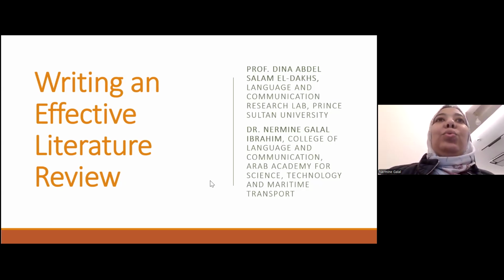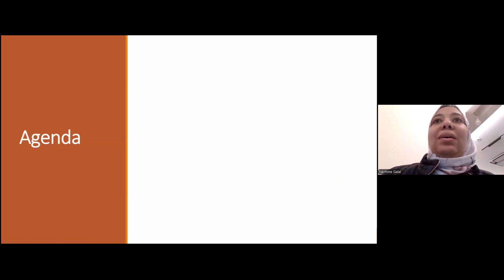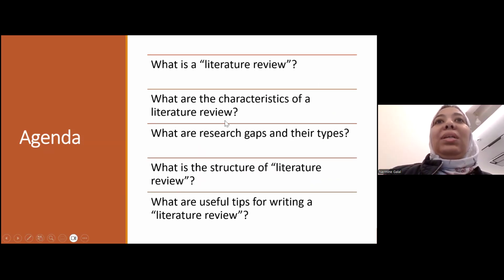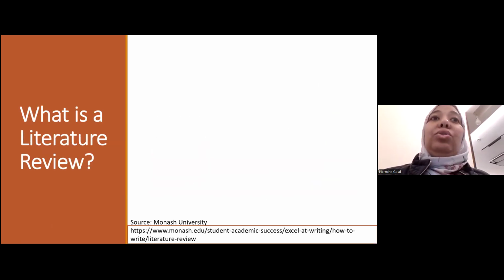Okay, so let's start. As we begin, I want you to go through the agenda with me. Today, we're talking about what a literature review is, what the characteristics of a literature review are, what research gaps and their types are, what the structure of a literature review is, and what useful tips there are for writing a literature review. So let's start with our first question. What is a literature review?